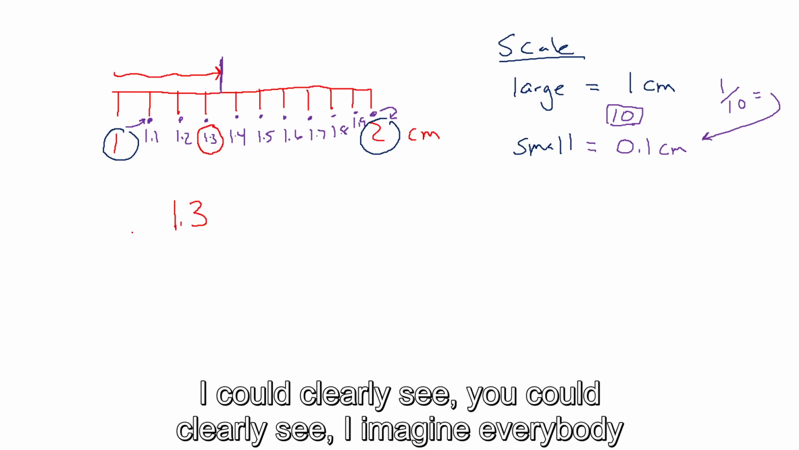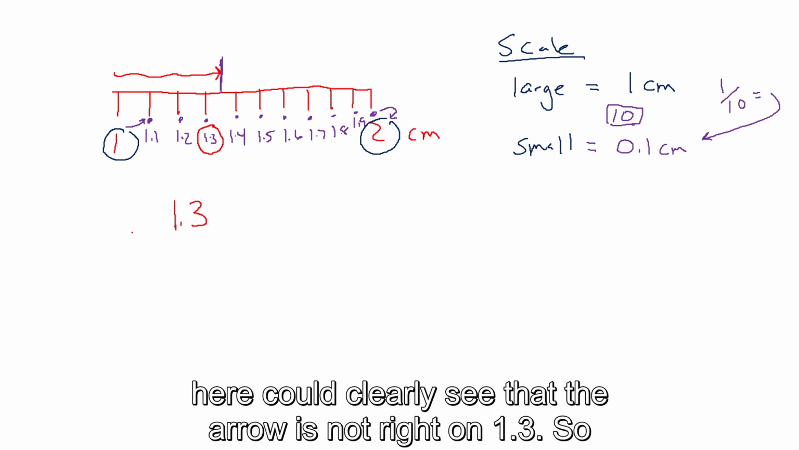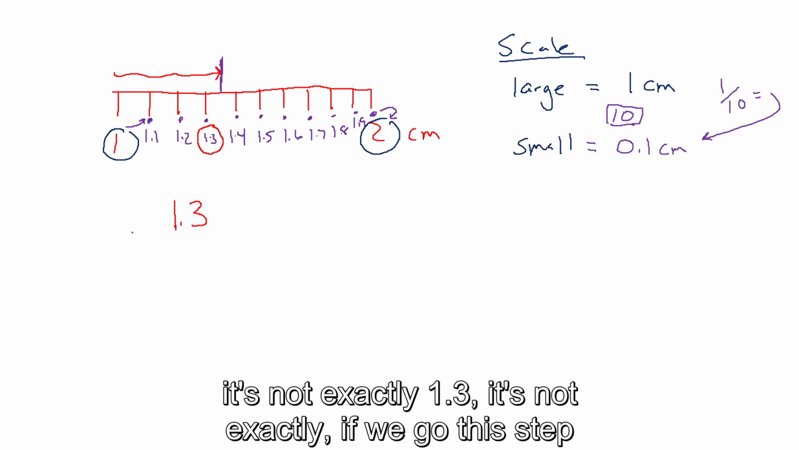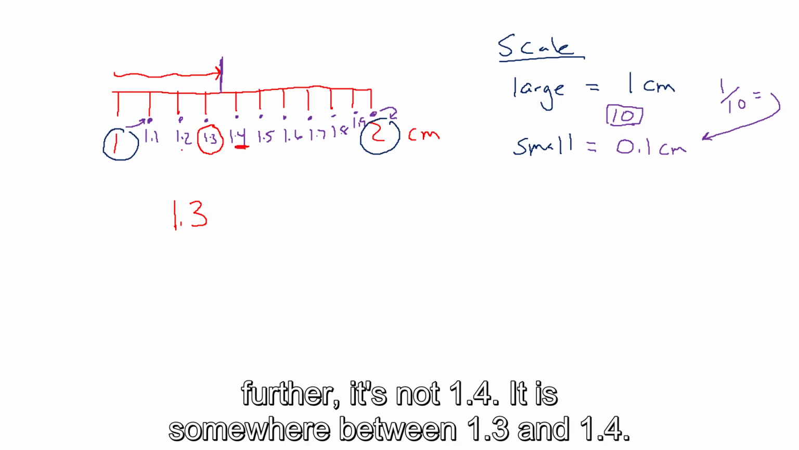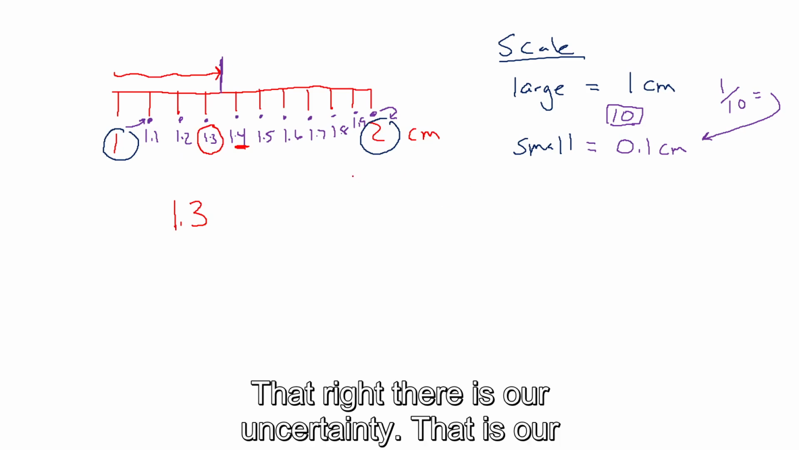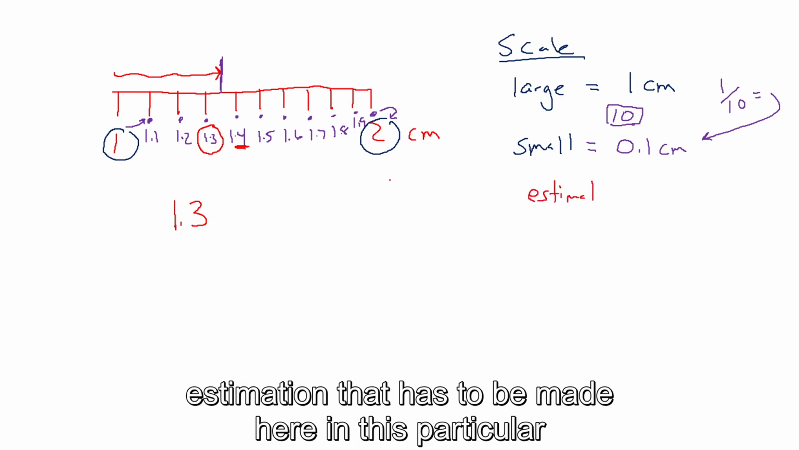Now, I could clearly see, you could clearly see, I imagine everybody here could clearly see that the arrow is not right on 1.3. So it's not exactly 1.3. It's not exactly, if we go a step further, it's not 1.4. It is somewhere between 1.3 and 1.4. That right there is our uncertainty. That is our estimation that has to be made here in this particular measurement.